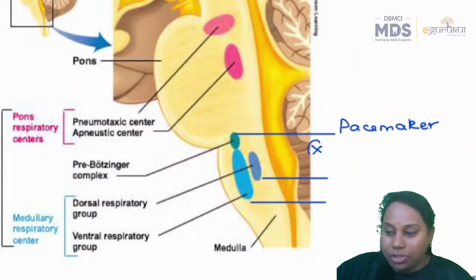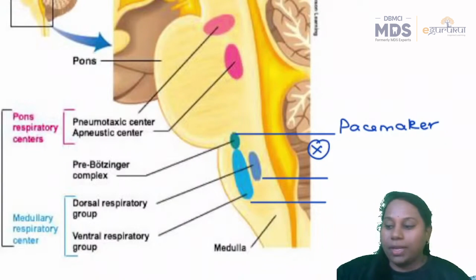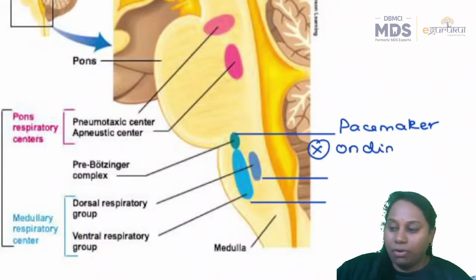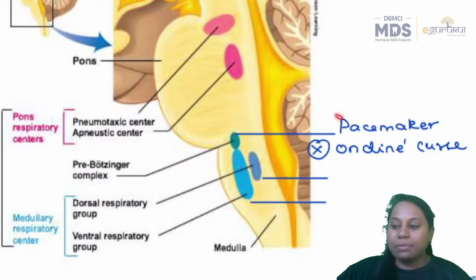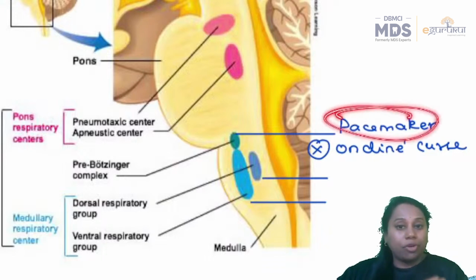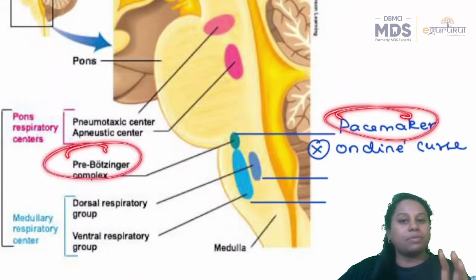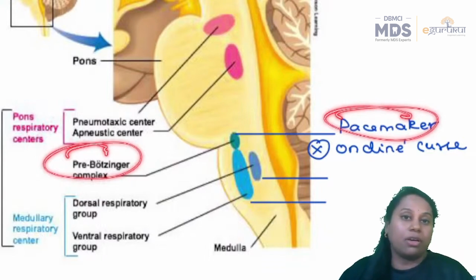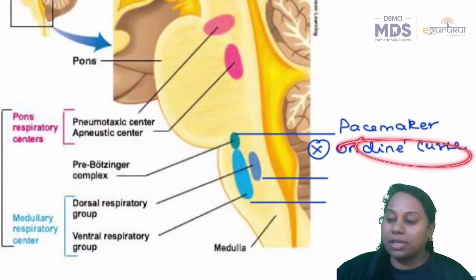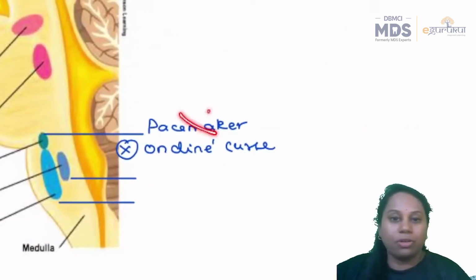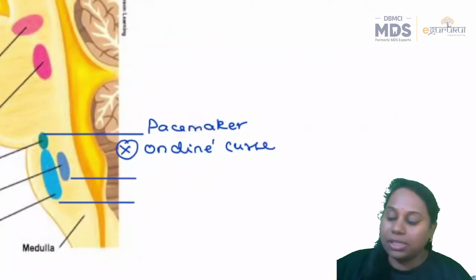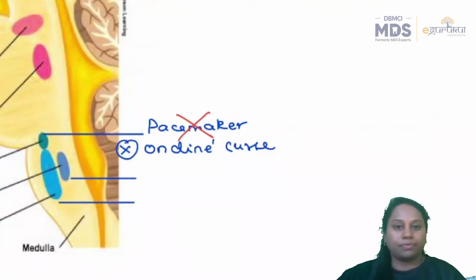Any damage to the pre-Botzinger complex results in Ondine's curse. What do you mean by pacemaker? Pacemaker means it produces the first rhythm for breathing. That's why the pre-Botzinger complex is the pacemaker for breathing. This is like the SA node in the heart. What is Ondine's curse? When the pacemaker is damaged, the patient presents with Ondine's curse.